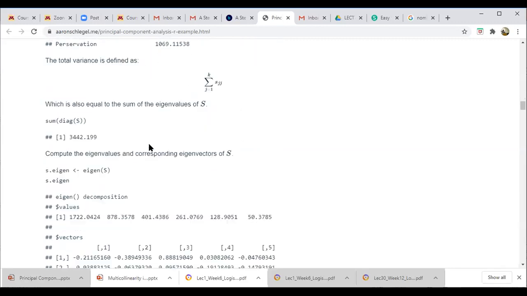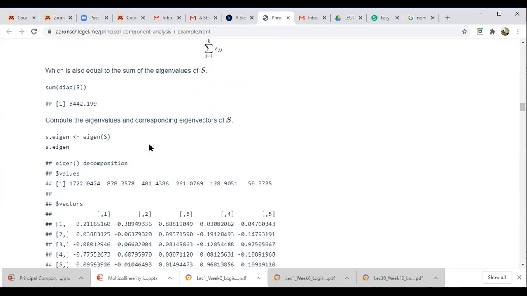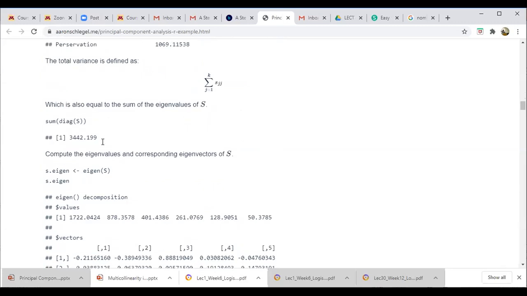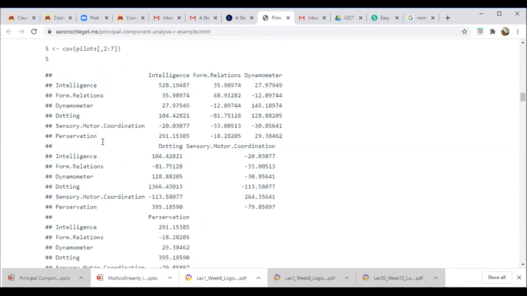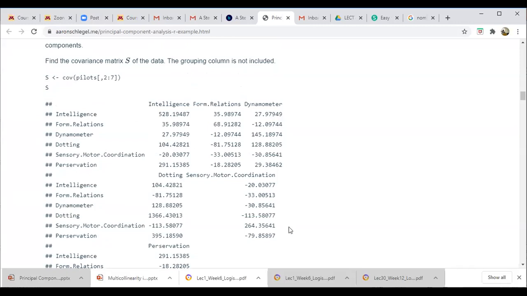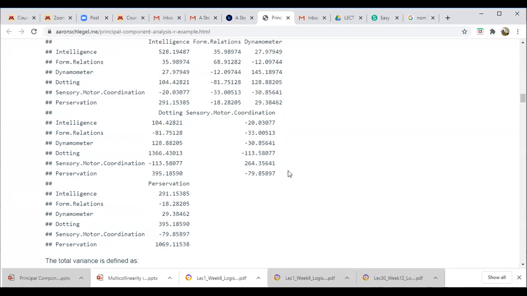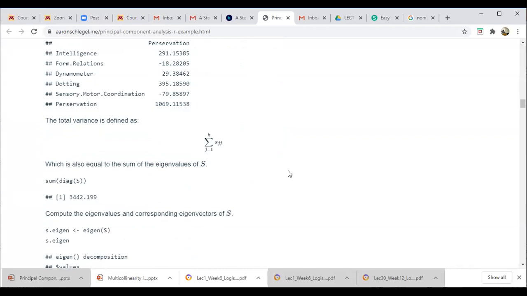Now take a look at this. If I want to compute the eigenvalues and the corresponding eigenvectors of X, I'm going to write eigen(X). What is my X? My X right here is the variance covariance matrix that I've already derived. We always want to find the eigenvalues of the variance covariance. I think you get it now.